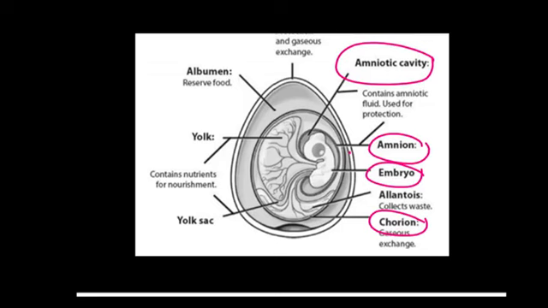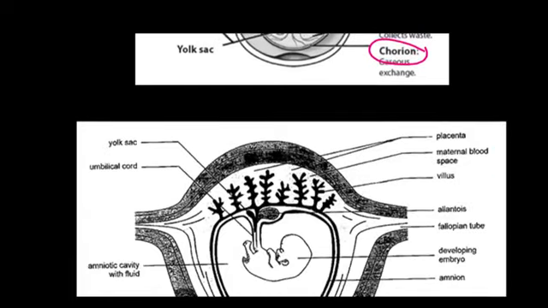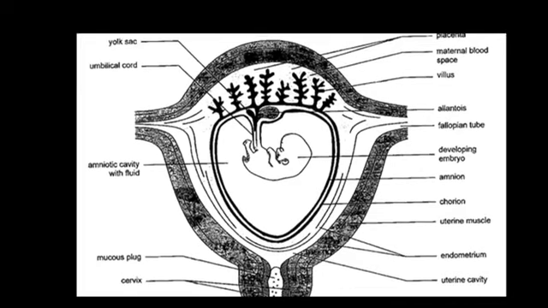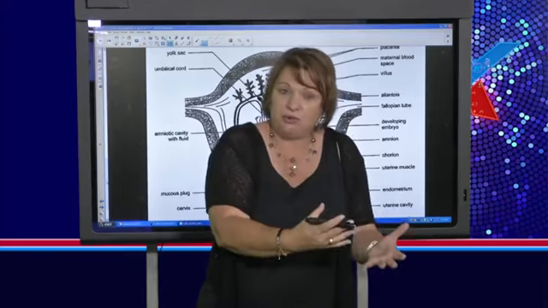It has a shell for protection. But what do we start to see? We start to see things that are very familiar from the diagram that you need to know for human reproduction. It's not the same. What has happened? An egg gets laid outside the body. That's why there's the shell for protection.